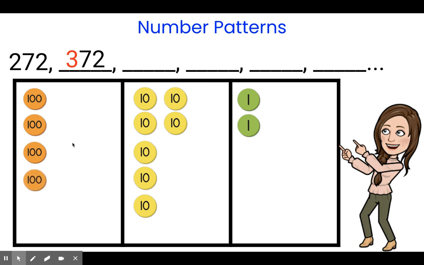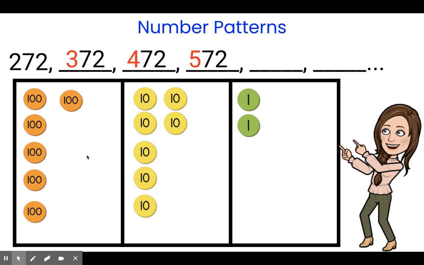Here's another hundreds place value disc. Now I have 4 groups of 100, 7 tens, and 2 ones. 472. Let's add another hundreds place value disc. How many hundreds do I have now? 5. And I still have 7 tens and 2 ones. I have 572. Let's keep going.